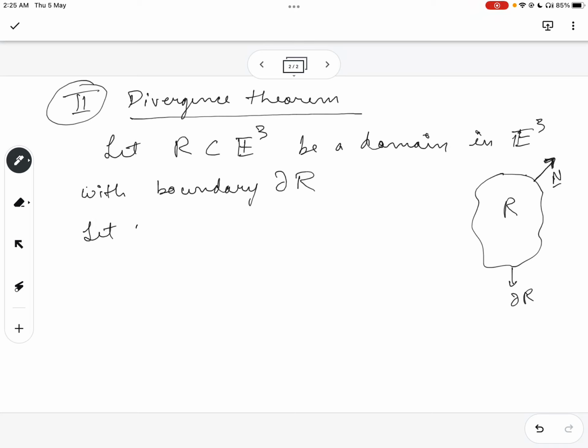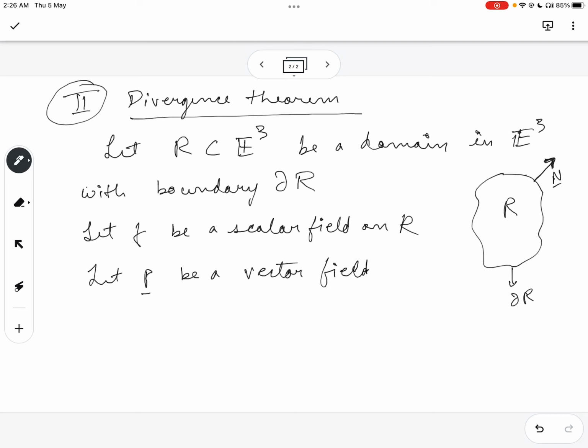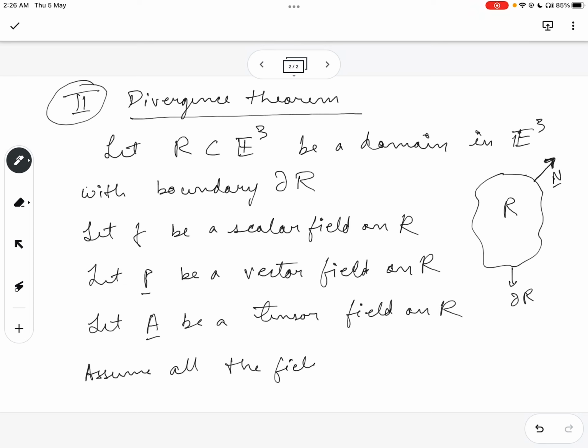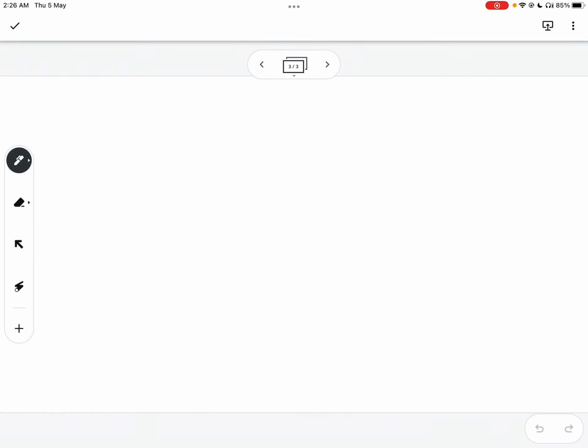So let us have three fields. Let f be a scalar field defined on R. Let p, small p, be a vector field on R, and let A be a tensor field on R. We'll assume all the fields to be differentiable. Then the following relations hold true.